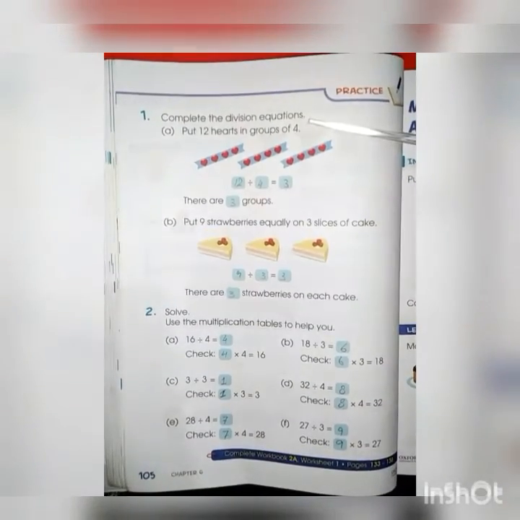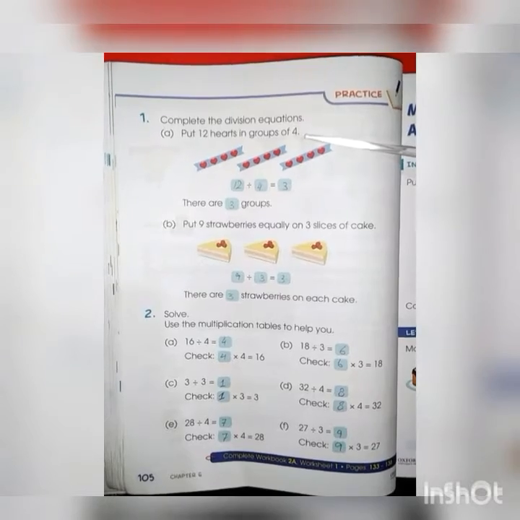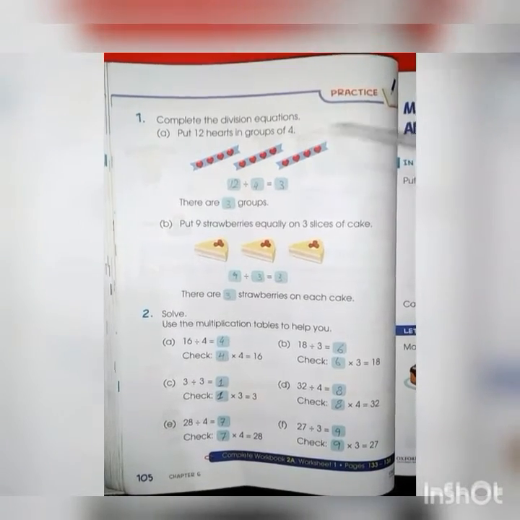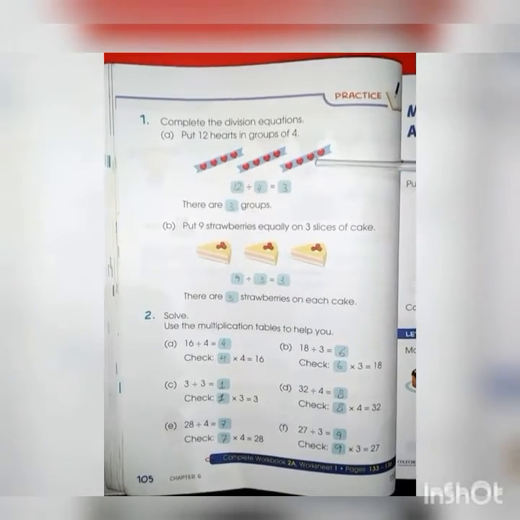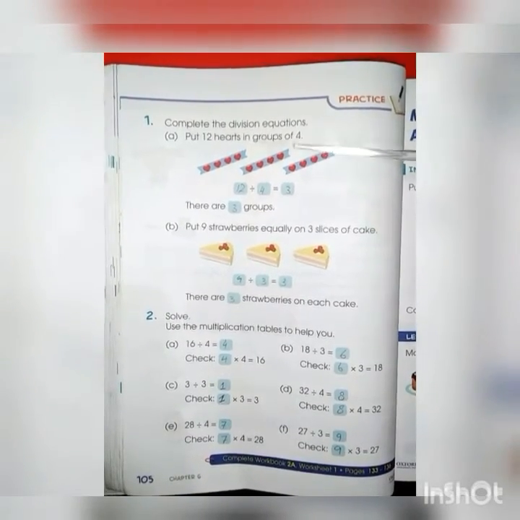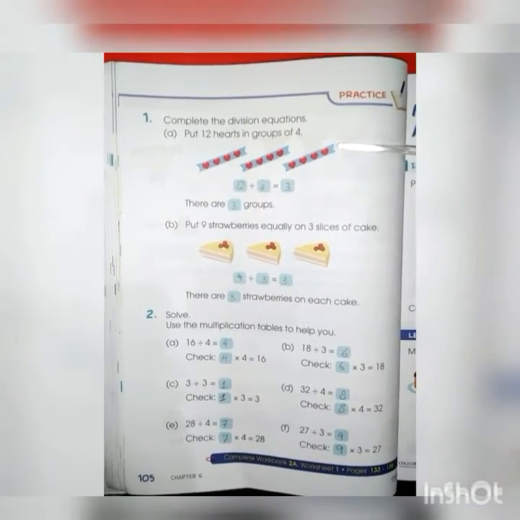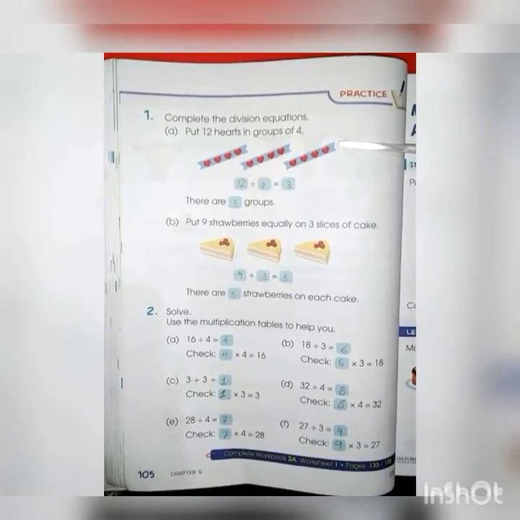Practice. Complete the division equations. A. Put 12 hearts in groups of 4. As you can see here, there are 12 hearts, and we put these hearts in 3 groups, 1, 2, 3, and in each group there are 4 hearts.